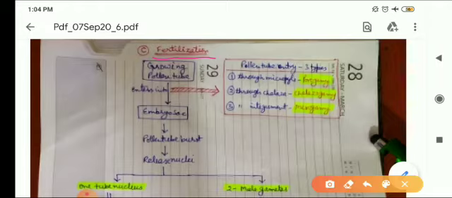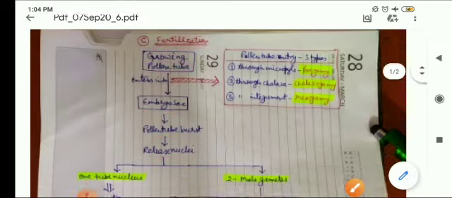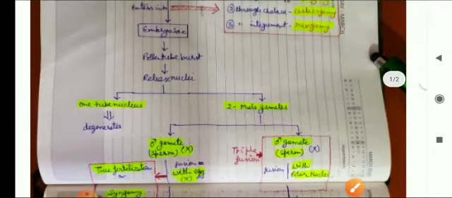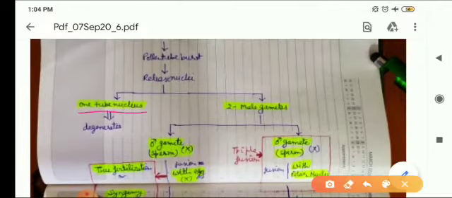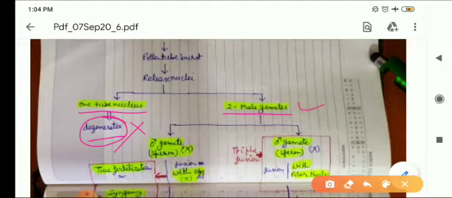Now look, the growing pollen tube enters into the embryo sac, that means the female gametophyte. This pollen tube bursts and releases nuclei: one tube nucleus, which degenerates, and two male gametes which act as sperm.